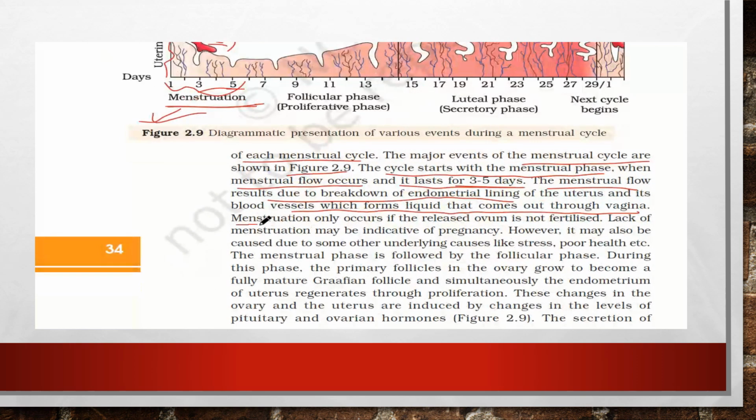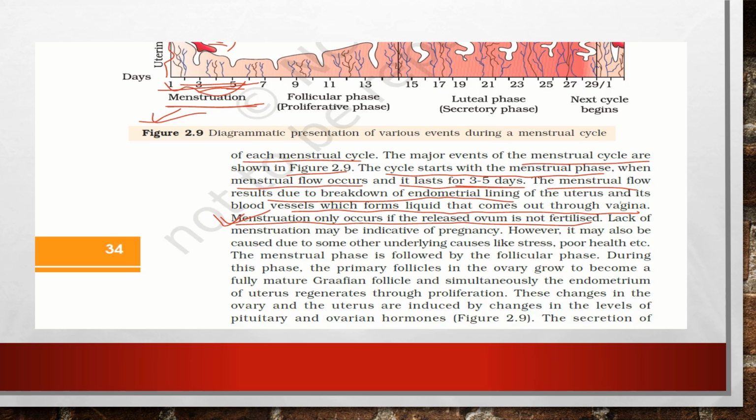Now, menstruation only occurs if the released ovum is not fertilized. What does this mean? Fertilization and implantation we will read in the next video, in the next class. But for now, understand that when the ovum is not fertilized, that is, when the sperm does not come and unite with the ovum, then only the menstruation, or the bleeding, or the rupture of the endometrial lining will happen. Otherwise the ovum will fuse with the sperm and no menstrual bleeding will happen.